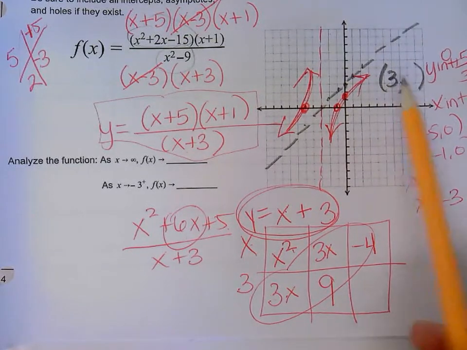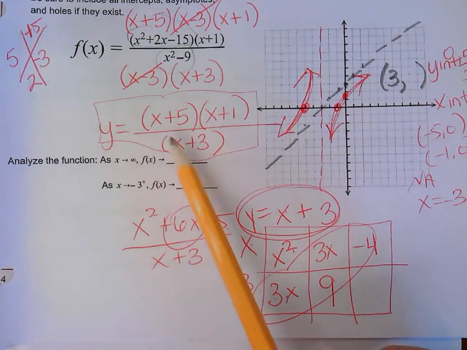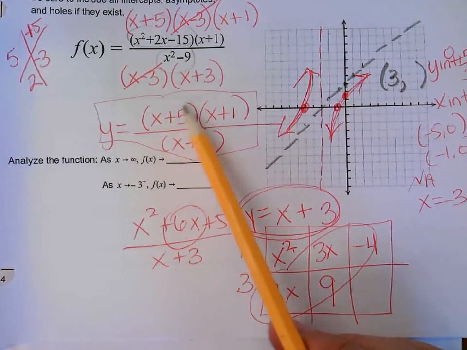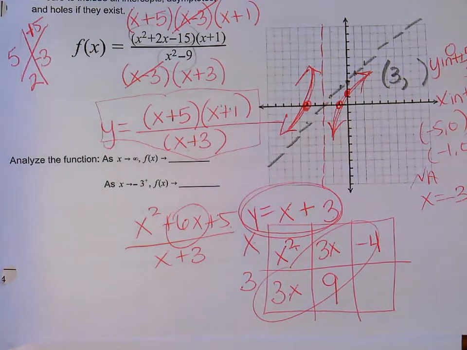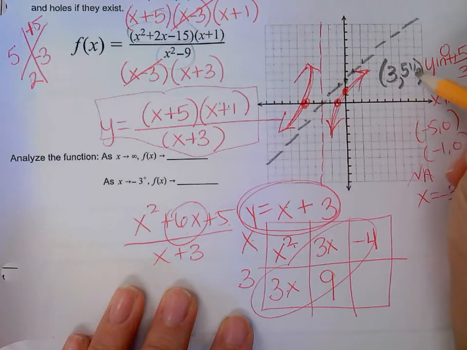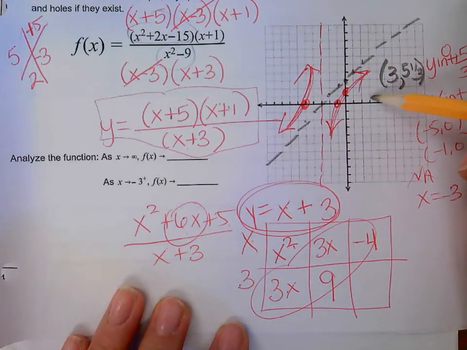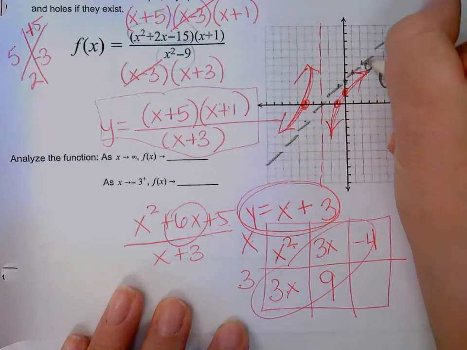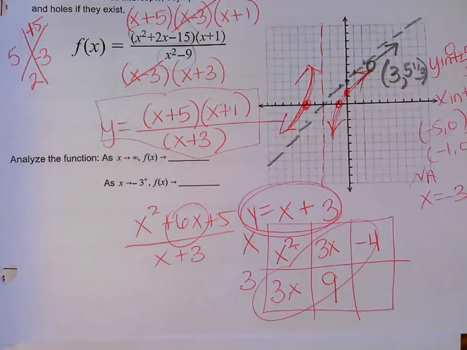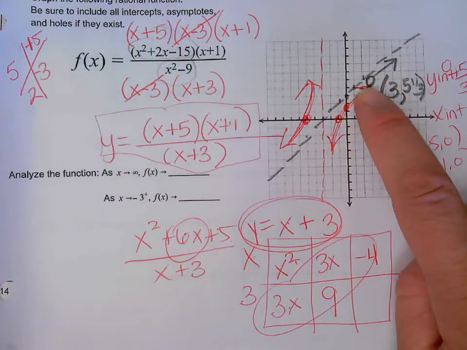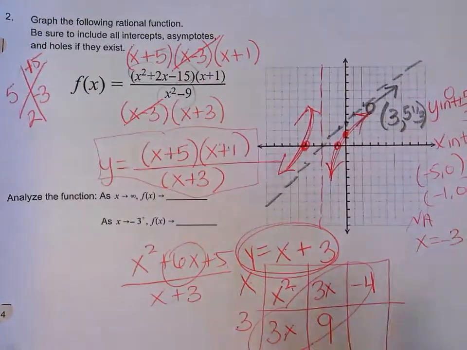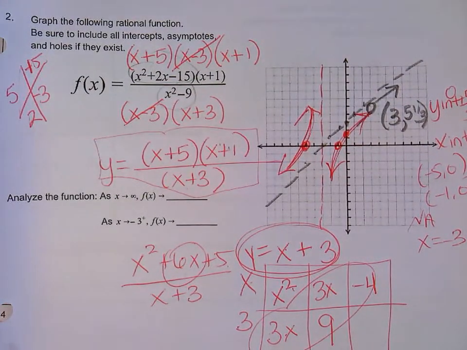So I need to plug 3 into this new function. So I would have 8 times 4 is 32 divided by 6. What is 32 divided by 6? 32 divided by 6, 5 1/3. So 3 comma 5 1/3. It's kind of like here. So see how that should kind of go right through? So there's a hole on the graph right there at 3 comma 5 1/3. So that's a part of your graph that you don't want to miss if you canceled.